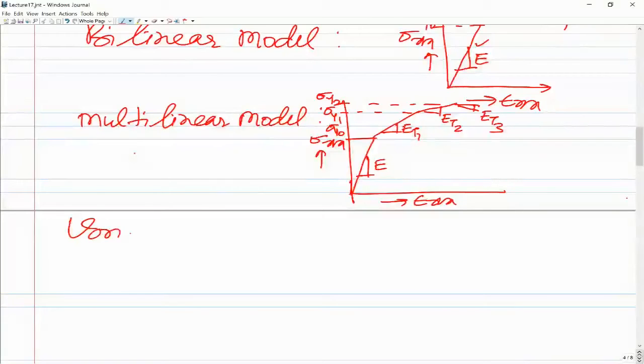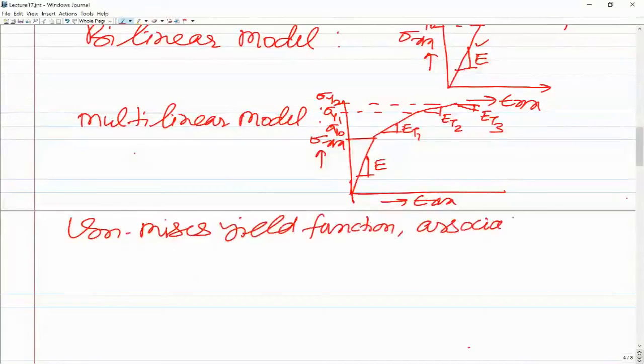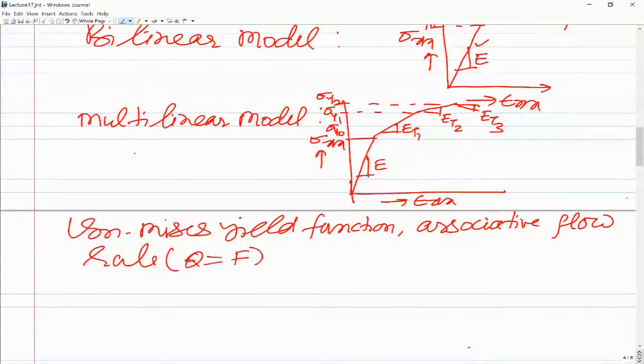So next, let us consider again the von Mises yield function, with associative flow rule. Most of the metals actually use the associative flow rule. It's only for soil, concrete and the like that non-associative flow rules are used. So Q is equal to F, and kinematic hardening. Now we are considering only kinematic hardening. There is no isotropic hardening. The yield surface is not expanding, only translating. Kinematic hardening.